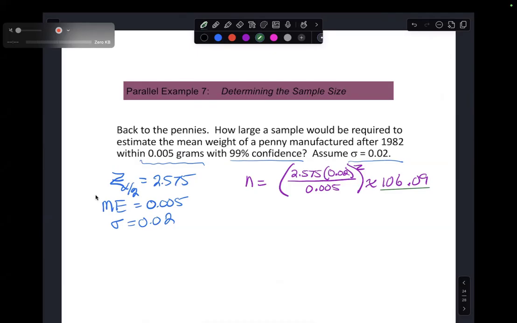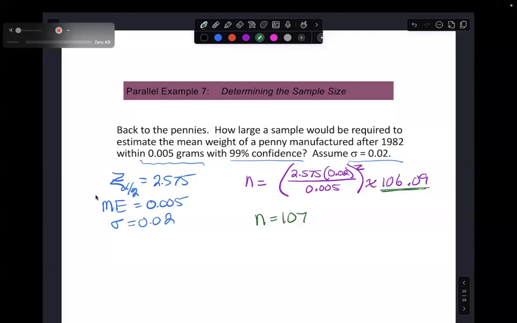Thank you. You're welcome. So I got 106.9, which means we round it to 107. Remember that we always round up. So I would need 107 pennies to get a margin of error of 0.005 and a 99% confidence. I believe we have one more.